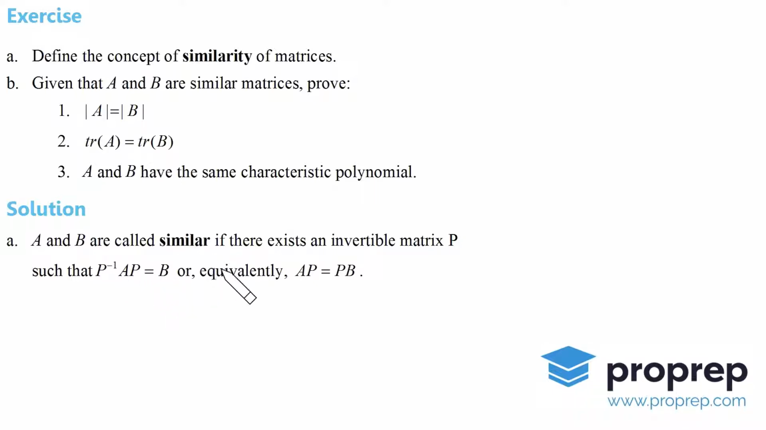There's an equivalent version. We can also use this: AP is equal to PB. Each of these is derivable from the other. Whichever is more convenient, that's the one we use.